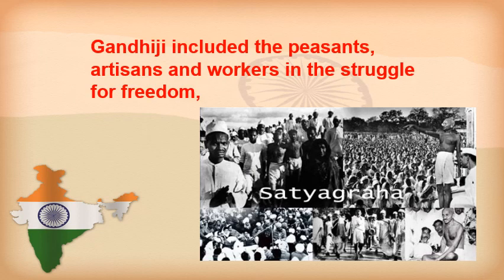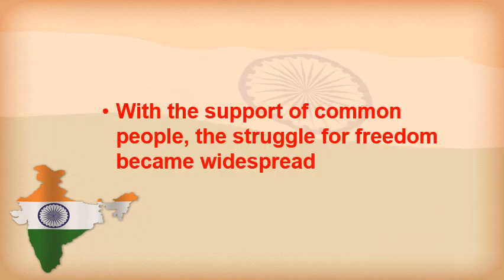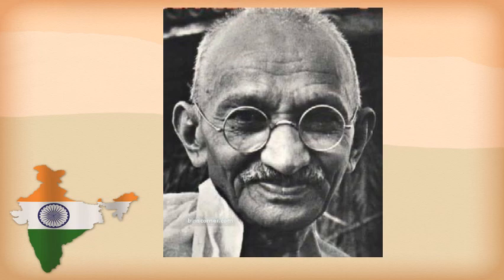Gandhiji included the peasants, artisans, and workers in the struggle for freedom. Gandhiji urged people to use khadi and hand-woven cloth, which became a symbol of India's freedom movement. With the support of common people, the struggle for freedom became widespread. In our next video, we'll learn about the various movements that comprise the Indian freedom struggle from 1919 onwards.